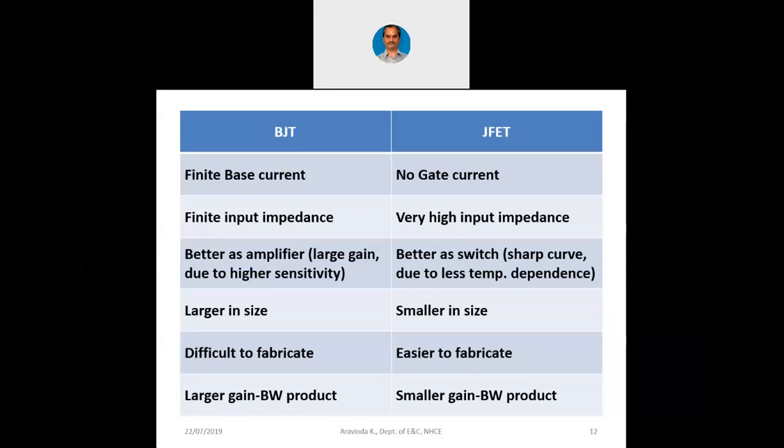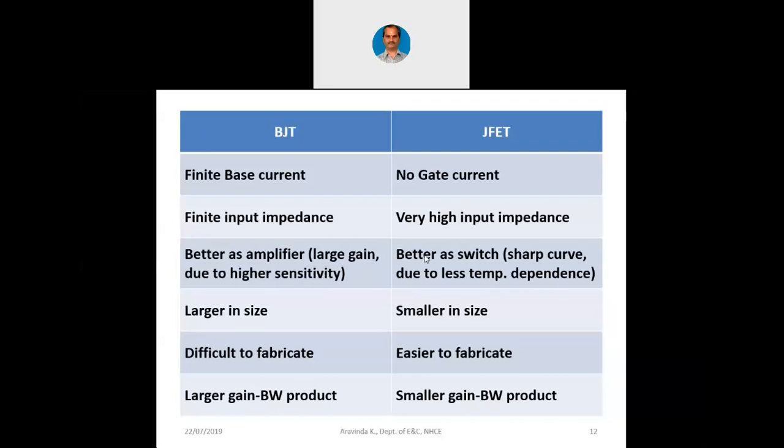But in JFET, the input impedance is very high. The reason is there is no gate current, and the gate is being reverse biased for the device to be turned off. So naturally, when there is no gate current at all, input impedance is really very high in case of JFET. This is one of the primary advantages of JFET compared to BJT. In case of BJT, the input impedance can be a few kilo ohms, whereas in JFET it can be a few mega ohms. Now BJT is better as an amplifier because it has a large gain and it has a higher sensitivity because of base current. This we have seen.